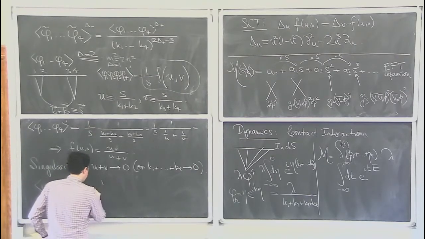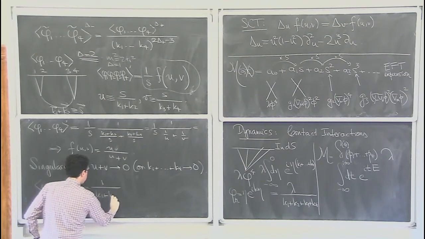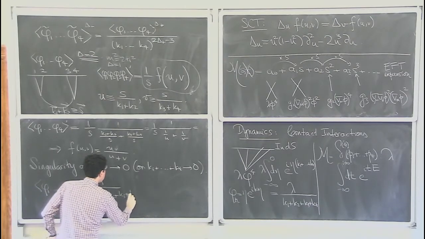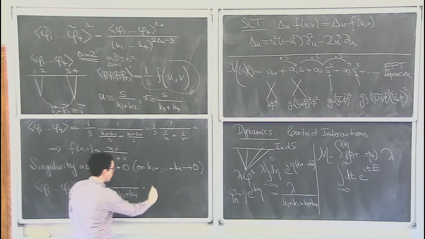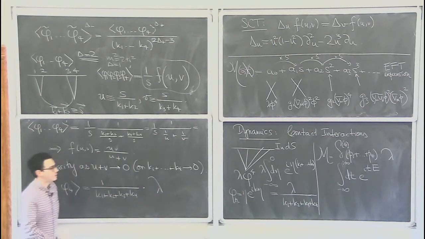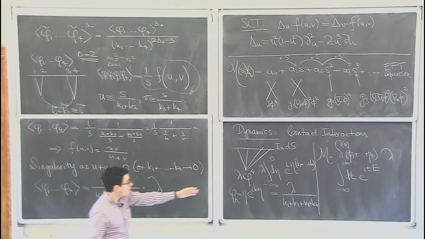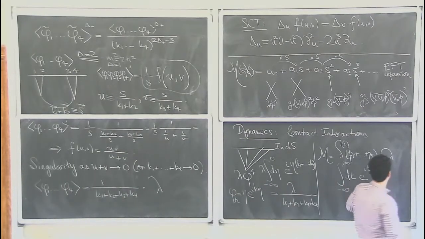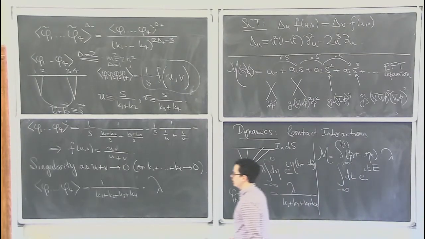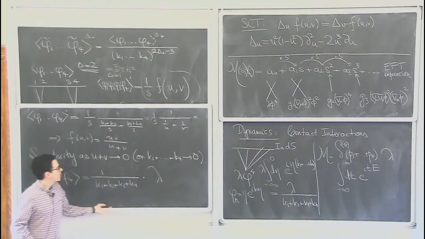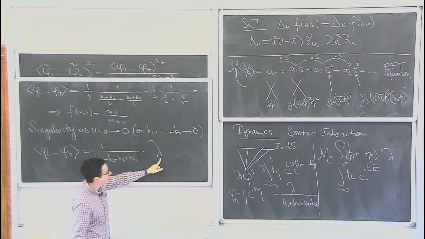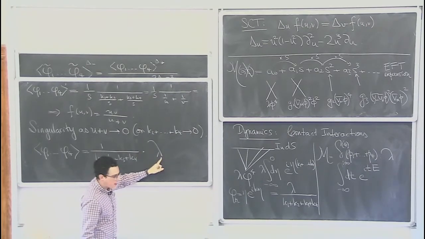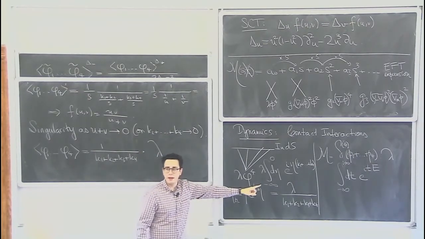Is going to have this 1 over k total singularity. And the residue at the singularity is lambda. But lambda is the flat space scattering amplitude. Okay. So that looks interesting. Well, you're probably not very impressed with this example, but there is some singularity. And the residue at the singularity is related to the flat space scattering amplitude.